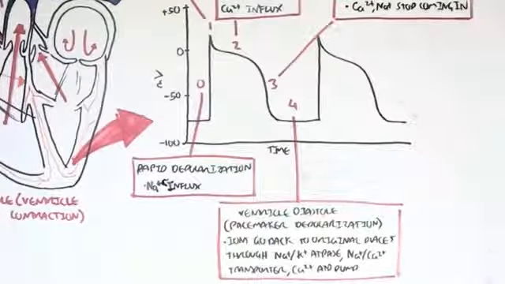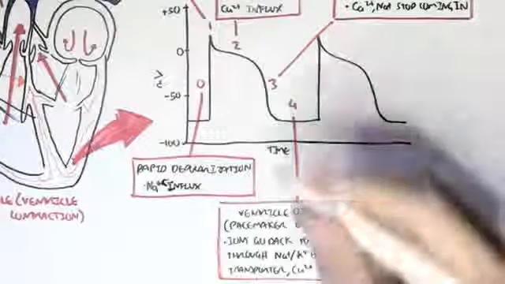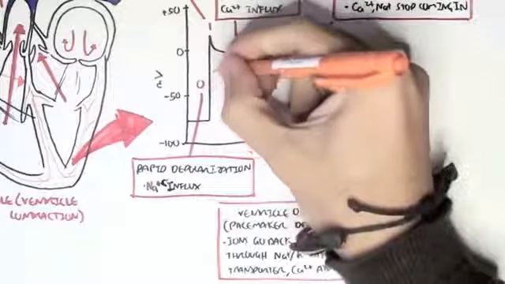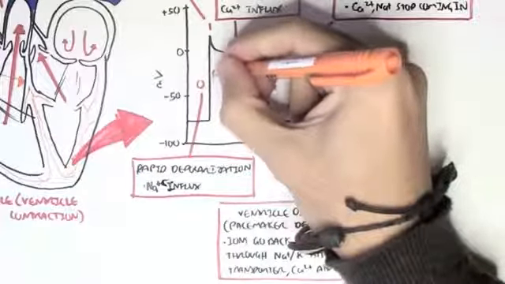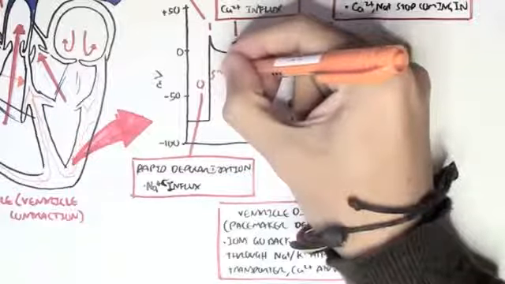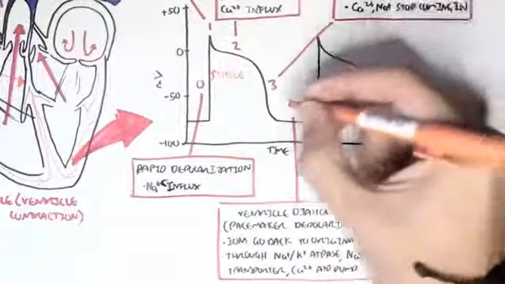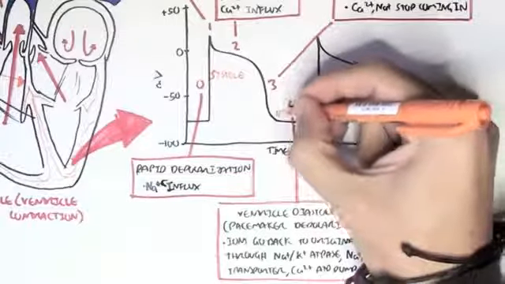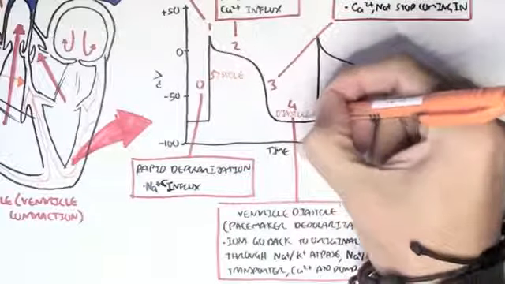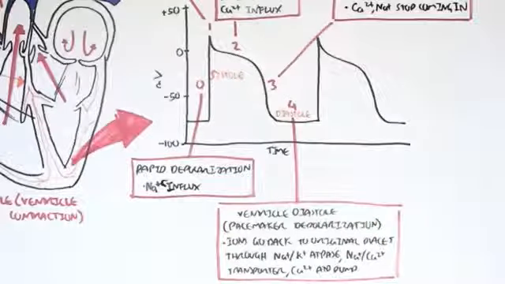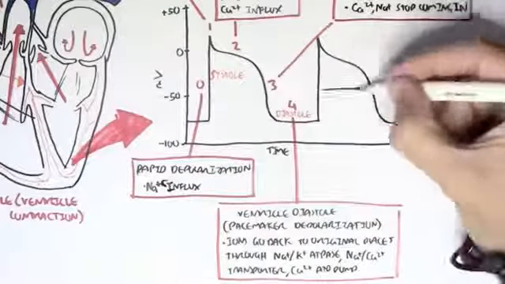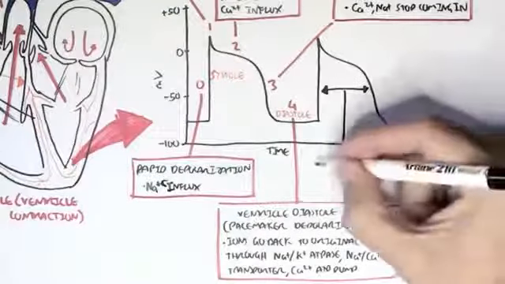So from this graph, we can see that when the ventricles depolarize here, it's when it contracts, and so we call this systole because it's when the ventricles are ejecting the blood, as shown by the systole diagram on the left. And phase 4 is when the ventricles are filling with blood, so diastole.